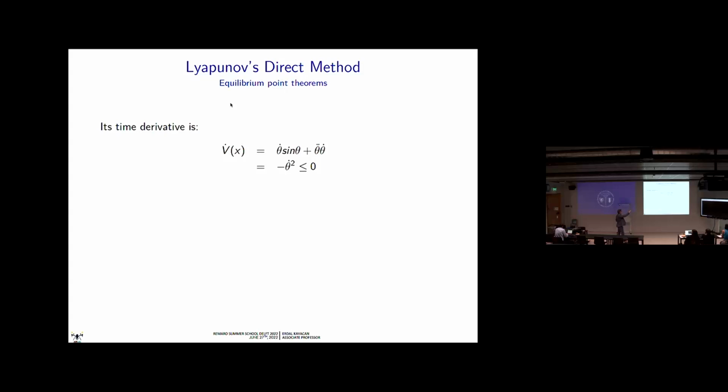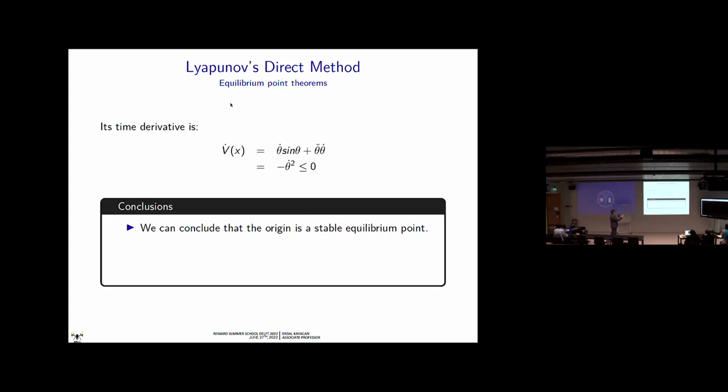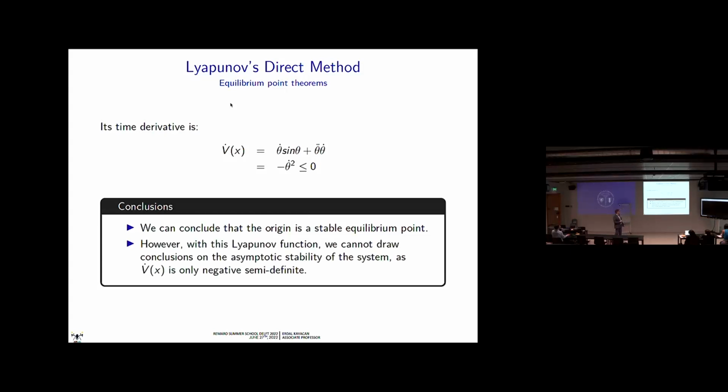So this is going to be theta dot squared. Theta dot squared minus theta dot squared is definitely smaller than or equal to 0. So then we have got the second necessary condition. V of x is positive, V dot is negative semi-definite. So we can conclude that the origin is a stable equilibrium point. The system is stable. With this Lyapunov function, we cannot draw any conclusion about the asymptotic stability of the system, as V dot is only negative semi-definite.